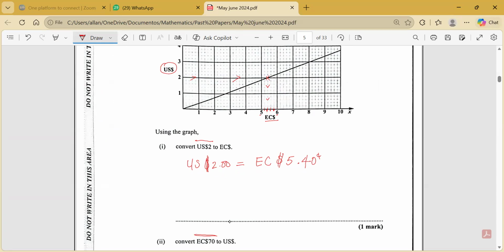No, they say use the graph. They said use the graph. So how would I use the graph? Somebody talk to me. Somebody tell me something. How am I going to use the graph?